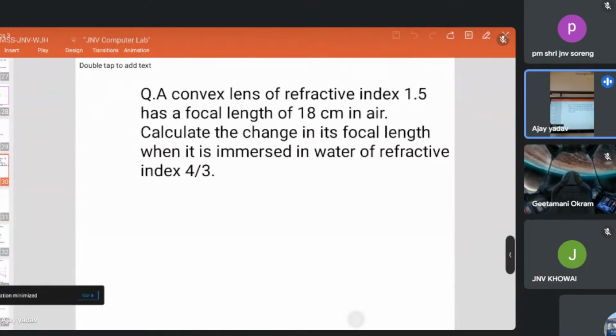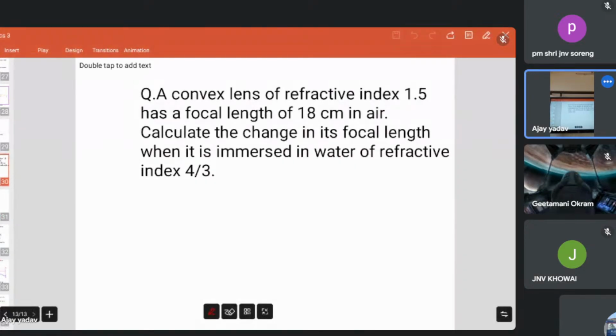Now here is a question. A question of this type previously came in the CBSE exam, and it is likely that this type of question will also come in upcoming exams. So what is it? A convex lens of refractive index 1.5, focal length in air is given. Calculate the change in its focal length when it is immersed in water of refractive index 4 by 3.